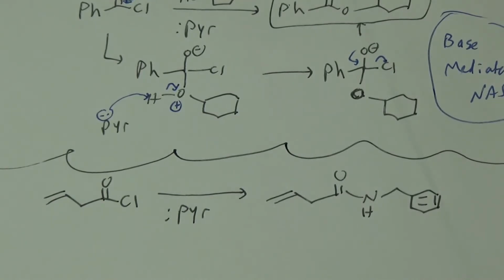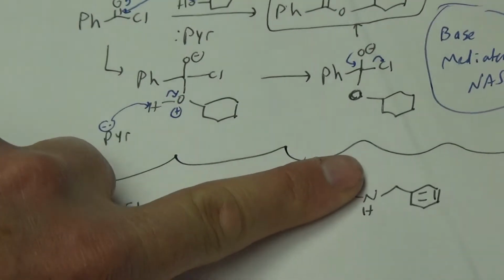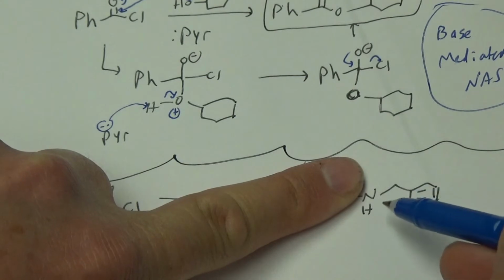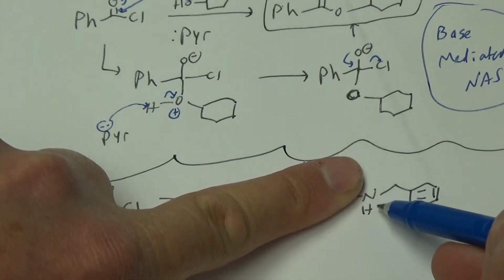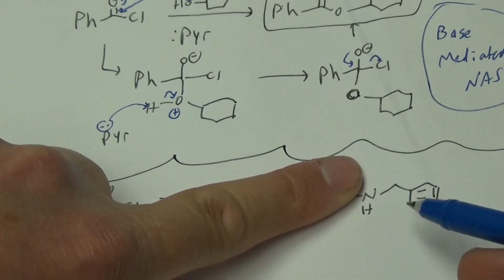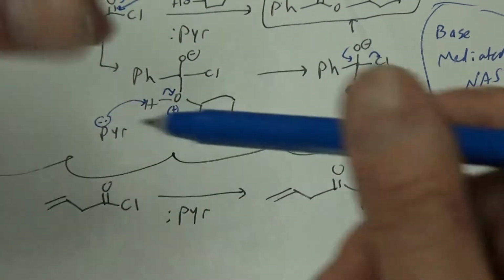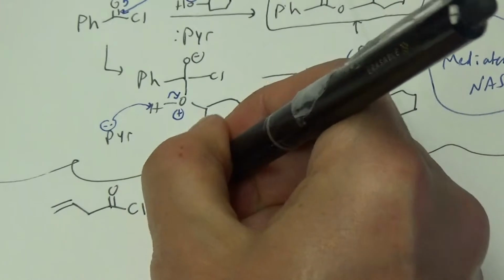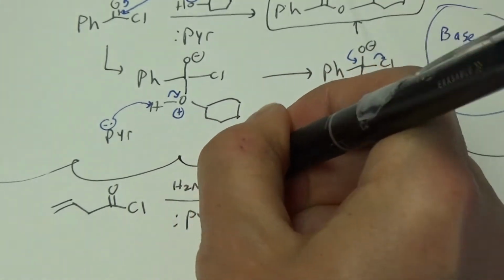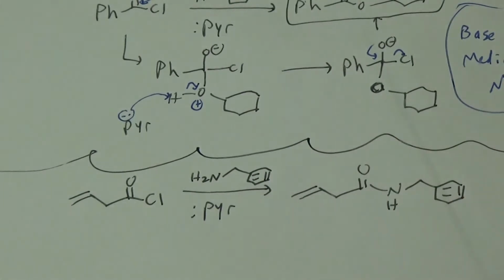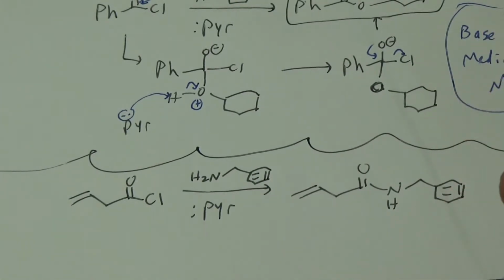What's the nucleophile now? Well, the nucleophile is going to be that, right? But don't just say NHCH2 benzene. You're going to assume there's an extra proton, right? The proton that will be removed. So it'll be NH2, CH2 benzene.